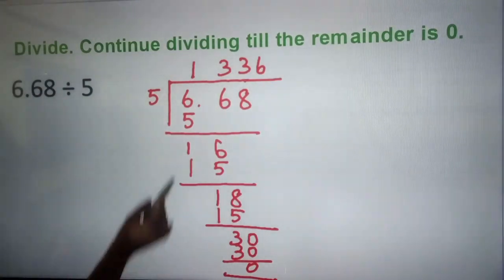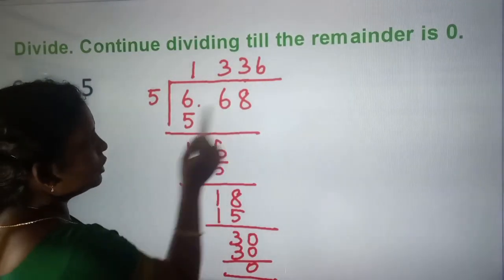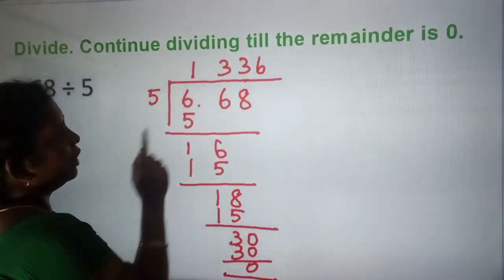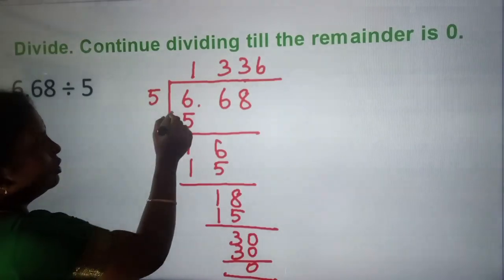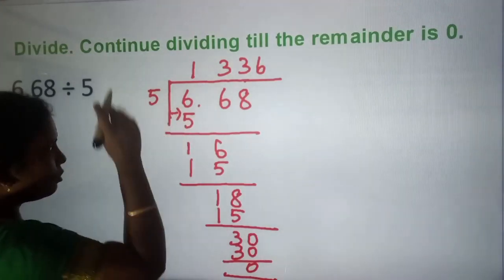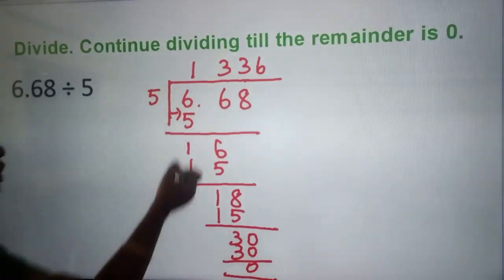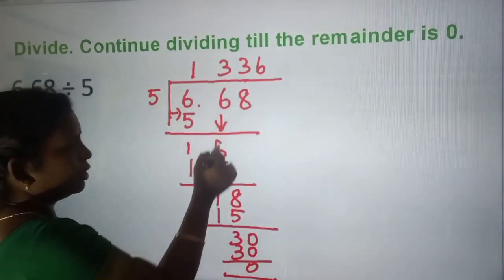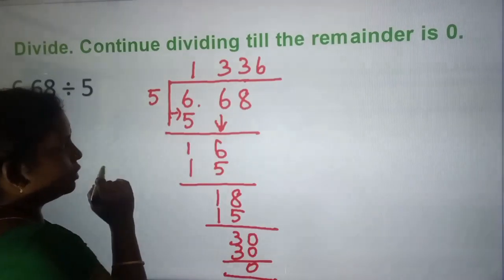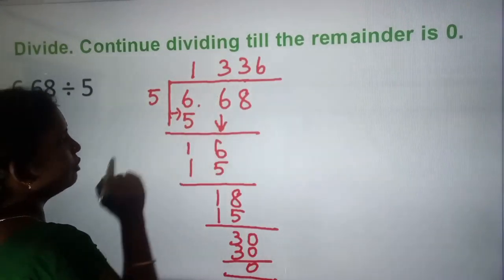233.13. Divide, continue dividing till the remainder is 0. 6.68 divided by 5. We have put the dividend 6.68. Divisor is 5. Now we are going to divide this number. 5 ones are 5. Since this is continuous, repeated subtraction, 6 minus 5 is 1. Then we are bringing this 6 down. Then it becomes 16. Then 5 3s are 15.